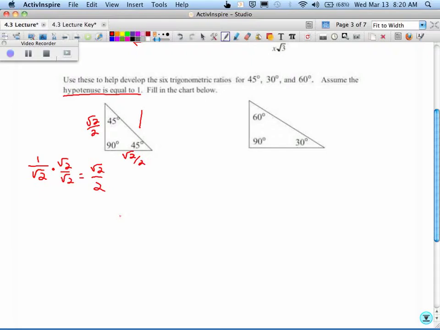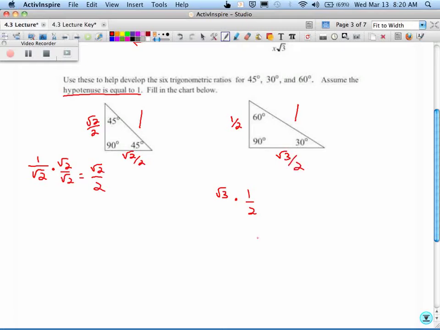30, 60, 90. If I tell you that the hypotenuse is 1, remember the 30, 60, 90 comes from the equilateral. If you visualize a 1 by 1 by 1 triangle, if the hypotenuse is 1 and I cut the triangle in half, what's the short side? Half. You cut the hypotenuse in half. And when you go from that short side to the larger of the two legs, you multiply by what? Root 3. What is root 3 times 1 over 2? Well, it's just root 3 over 2.